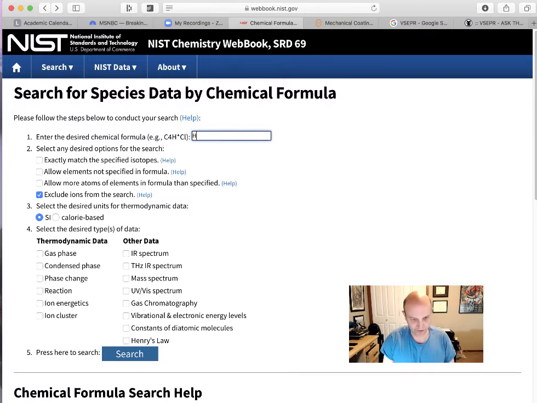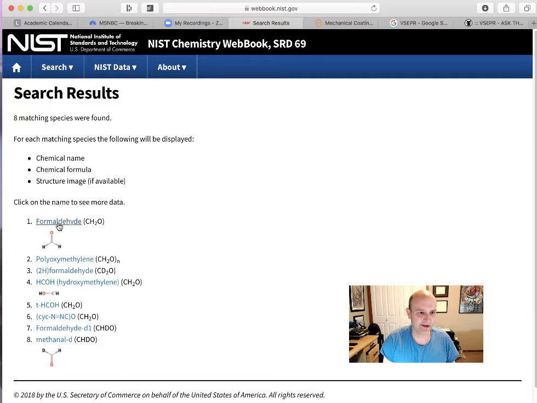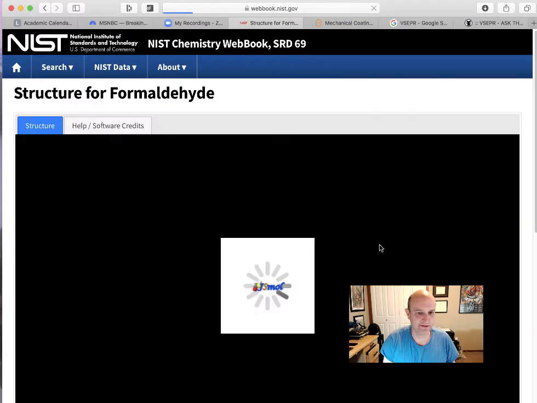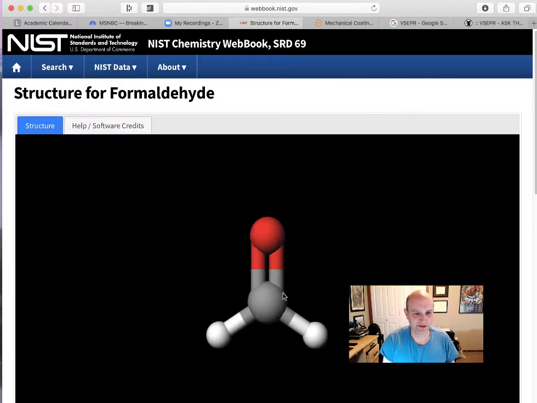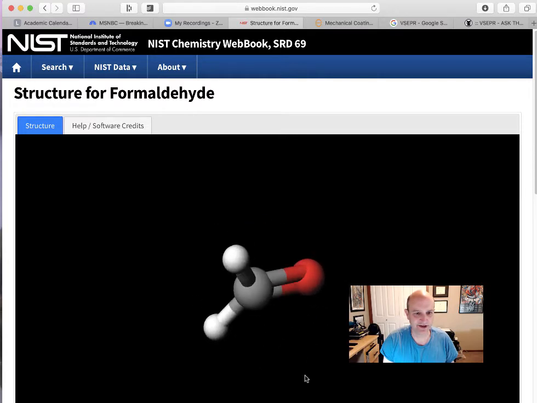We're going to go to formaldehyde, which is H2CO, and this is what it looks like. So formaldehyde is right here. So there we go. So there's a C in the middle. We've got an H and an H and an O at the top. So this is what it looks like. So this is kind of flat. You see how it's flat?